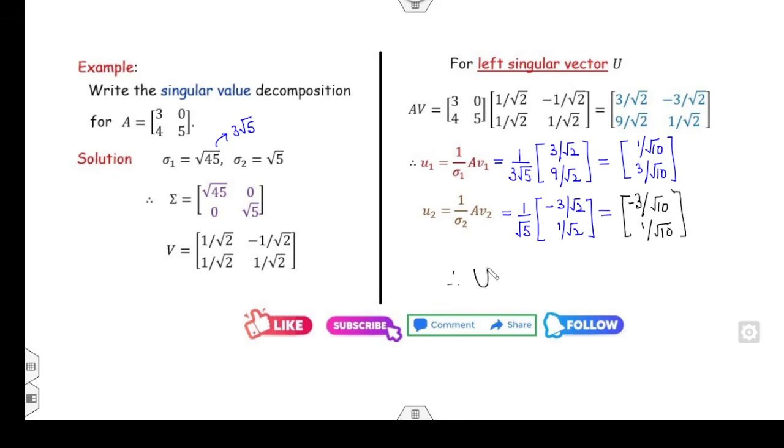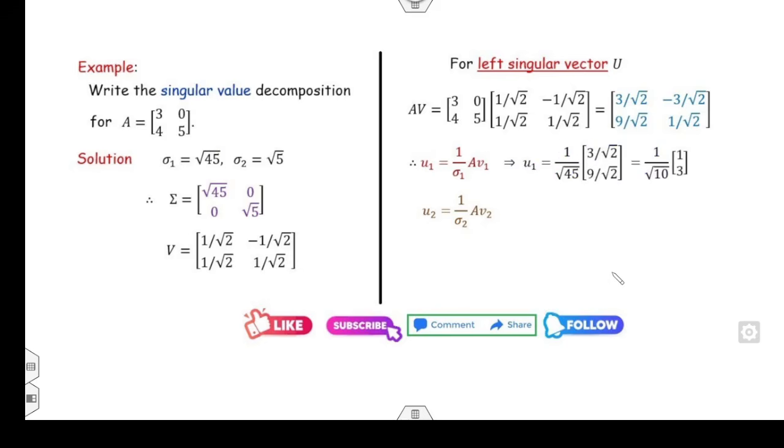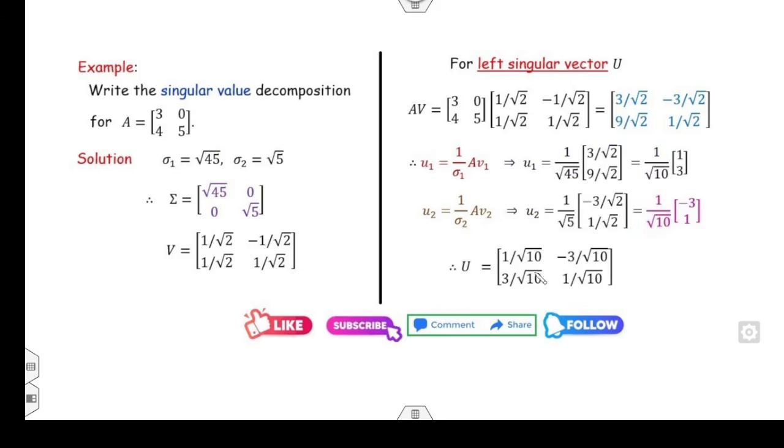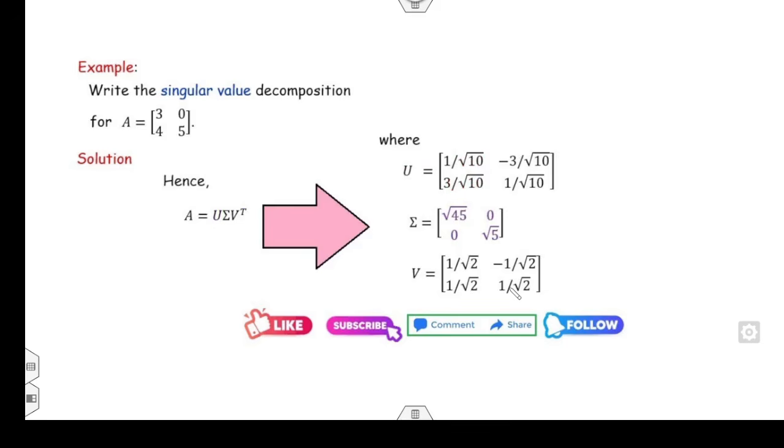So therefore your matrix U will be, you can write the first column as U1 and the second column as U2. Again you can check your answer. You can see minus 3 over 10 and plus 3 over 10, which is 0. Satisfied? Yes, your matrix U is correctly defined. Fine.